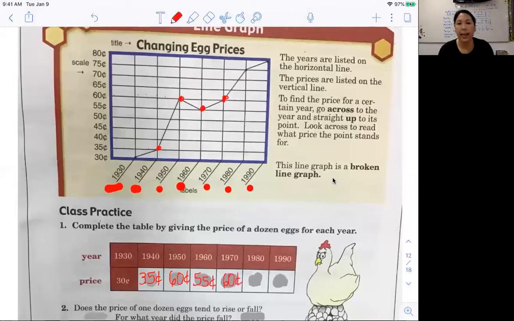Okay, 1980. That's way up here. So let's see. That was a big jump too. Wow, 75 cents for a dozen. And then 1990 is way up in that top corner. It's hard to see the dot. It's 80 cents.